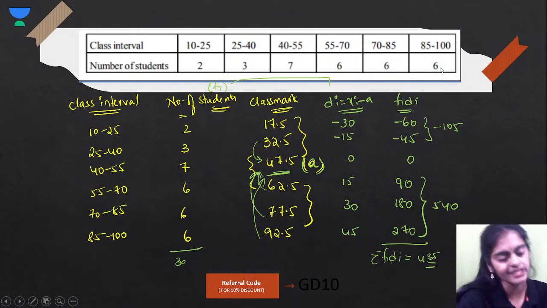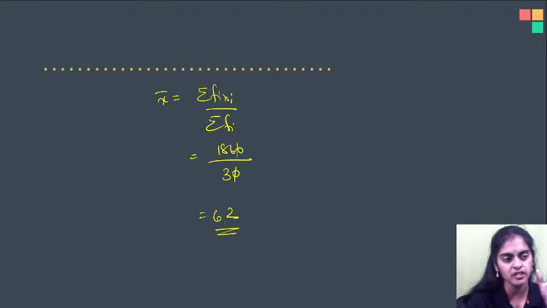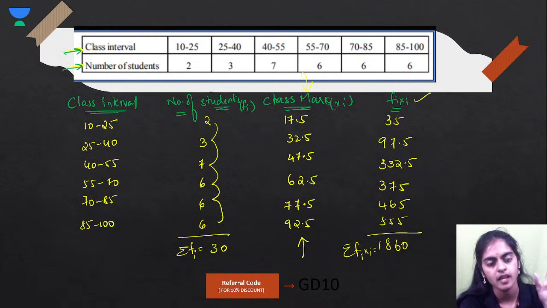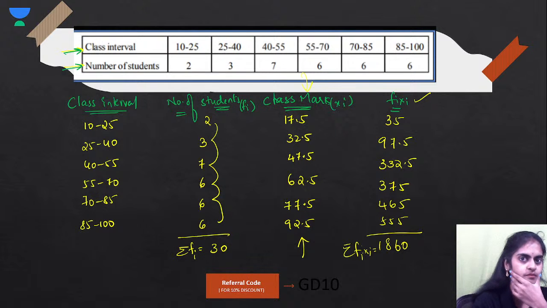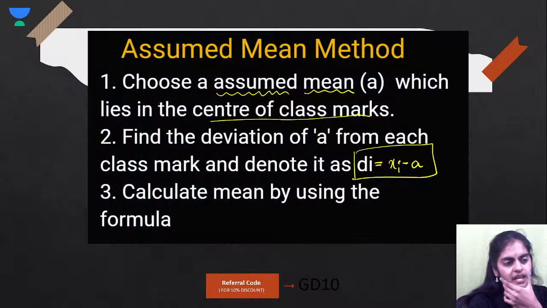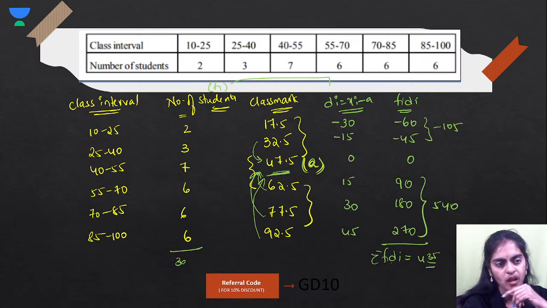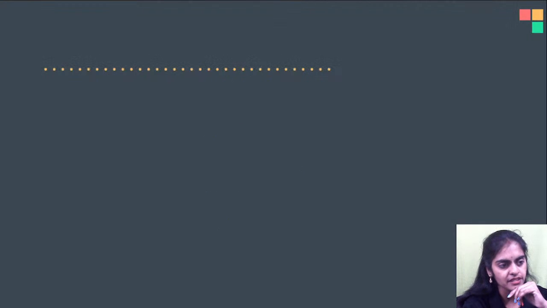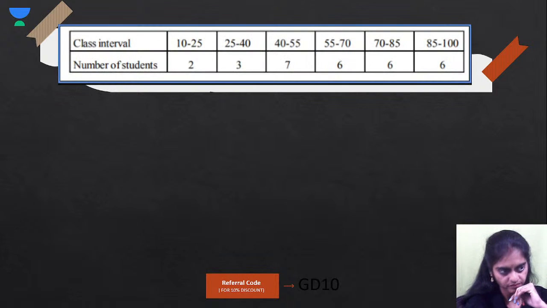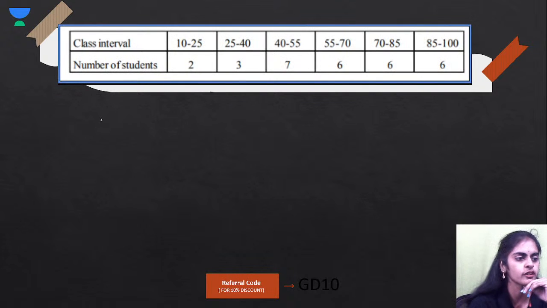Okay, so now as you can see here, we have the same question I did in the direct method. But here if you see, fi xi calculations became very difficult, right? And the same question I have used assumed mean, but my fi di calculations became very easy, right? So now let's proceed to step deviation. In step deviation, what do you do? Again, class interval, the same question I am taking.